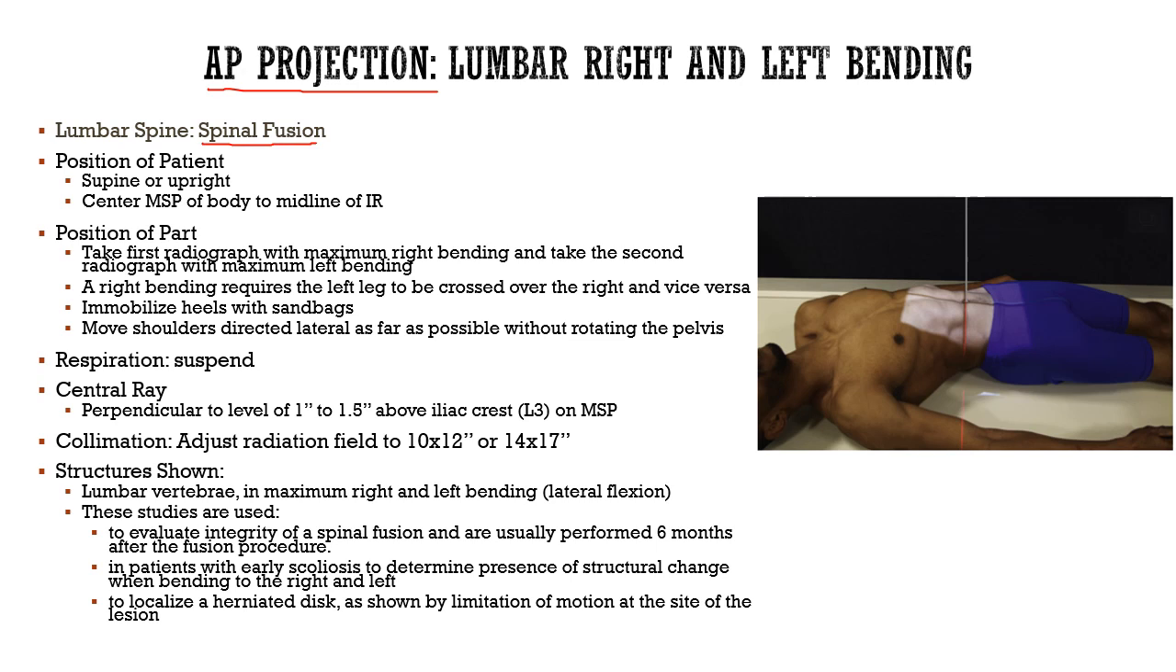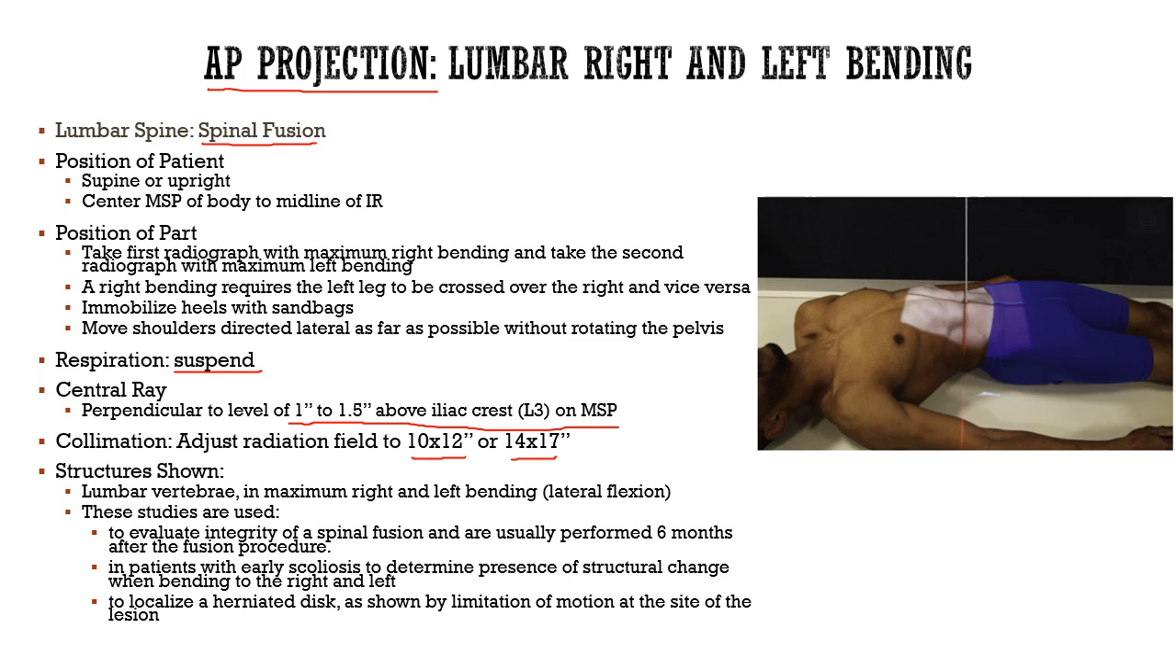The patient can be upright or can be supine, and the mid-sagittal plane of the body is centered to the midline of the image receptor. So we're going to take the first radiograph with maximum right bending and take the second one with maximum left bending, whatever the patient can possibly do. And we're going to immobilize the heels with sandbags. We're going to suspend respiration. We're going to center it 1 to 1.5 inches above the level of the iliac crest at L3. And we're going to adjust to either 10 by 12 or 14 by 17, depending upon the protocol. So we're going to see the lumbar vertebrae in maximum right and left bending.